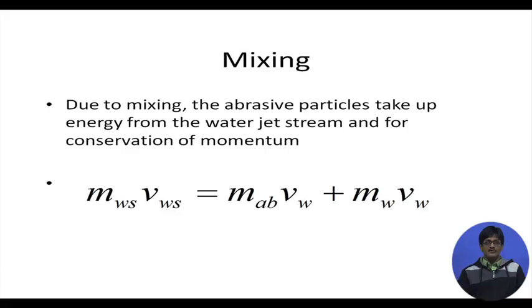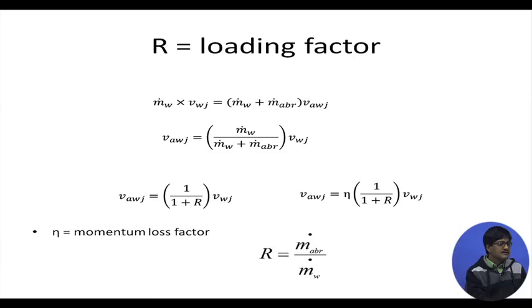So, if momentum is to be conserved, we have the initial velocity of the water stream multiplied by the mass flow rate of water, equal to the mass flow rate of abrasives multiplied by the final velocity plus the mass flow rate of water multiplied by the final velocity. Okay. So, after this, let us see what happens.